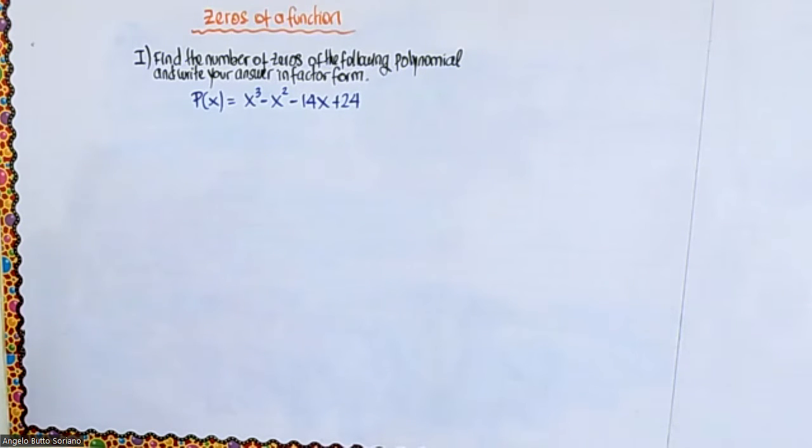Okay, so the instruction says find the number of zeros of the following polynomial and write your answer in factor form. What does that mean, factor form? For example, factor form means you have the product between x plus 5 and x plus 2. This is a factor form, okay? But we have x cubed. That means we're going to have three solutions for the letter x because the maximum power is 3.